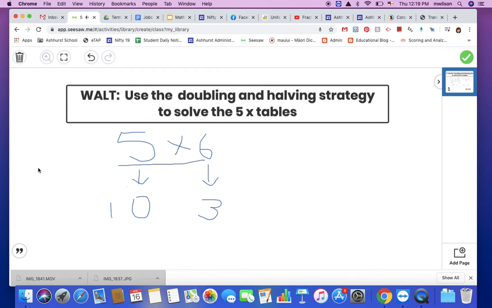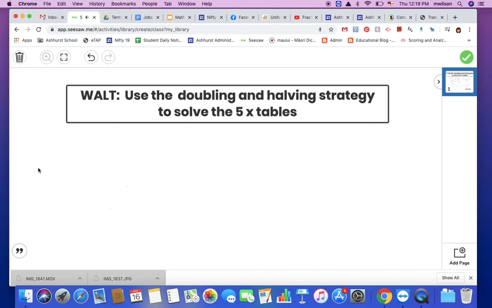5 times 6 is the same as going 10 times 3. 10 times 3, that's easy to answer. I know that equals 30. Therefore, 5 times 6 must also equal 30.